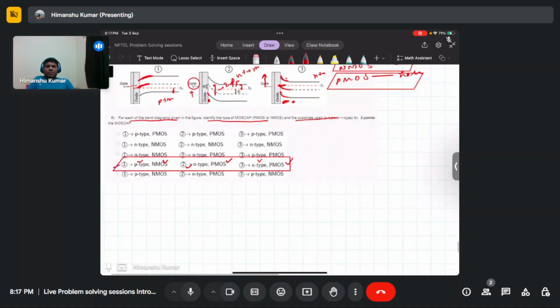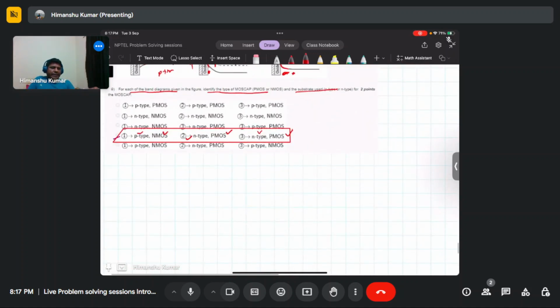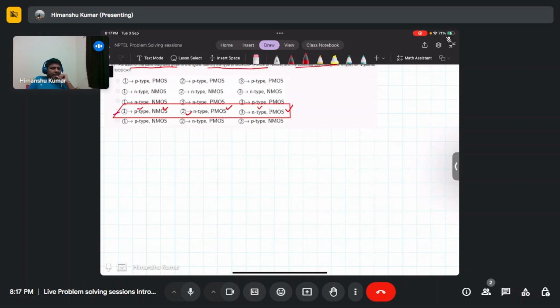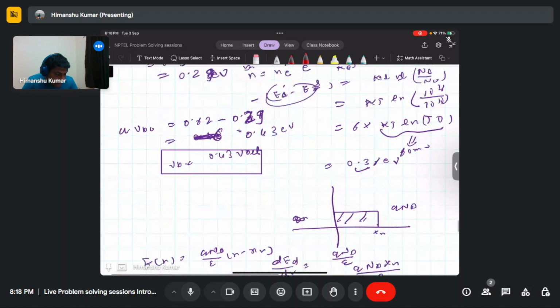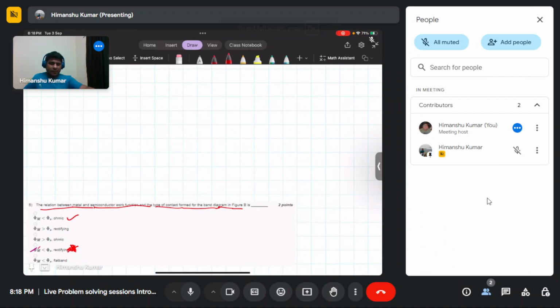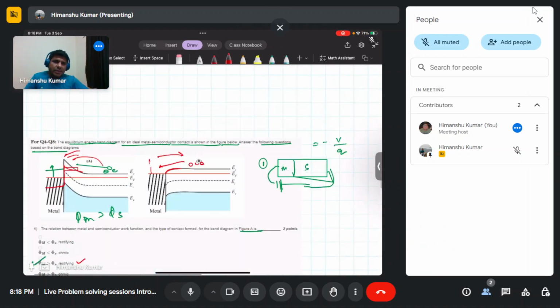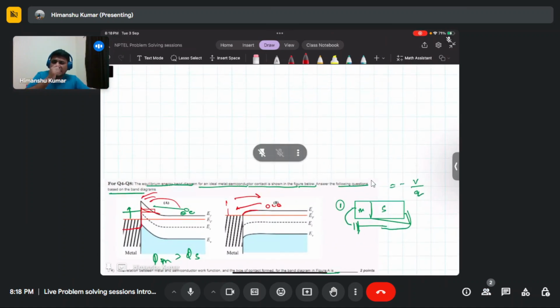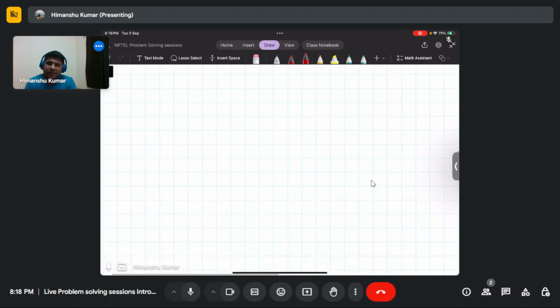So these were the problems for this week. Let me discuss a few more cases of band diagram. If you have a doubt, then you can ask. I will pause for some time, or otherwise we can end this session and we will meet next week, same time on the same platform.